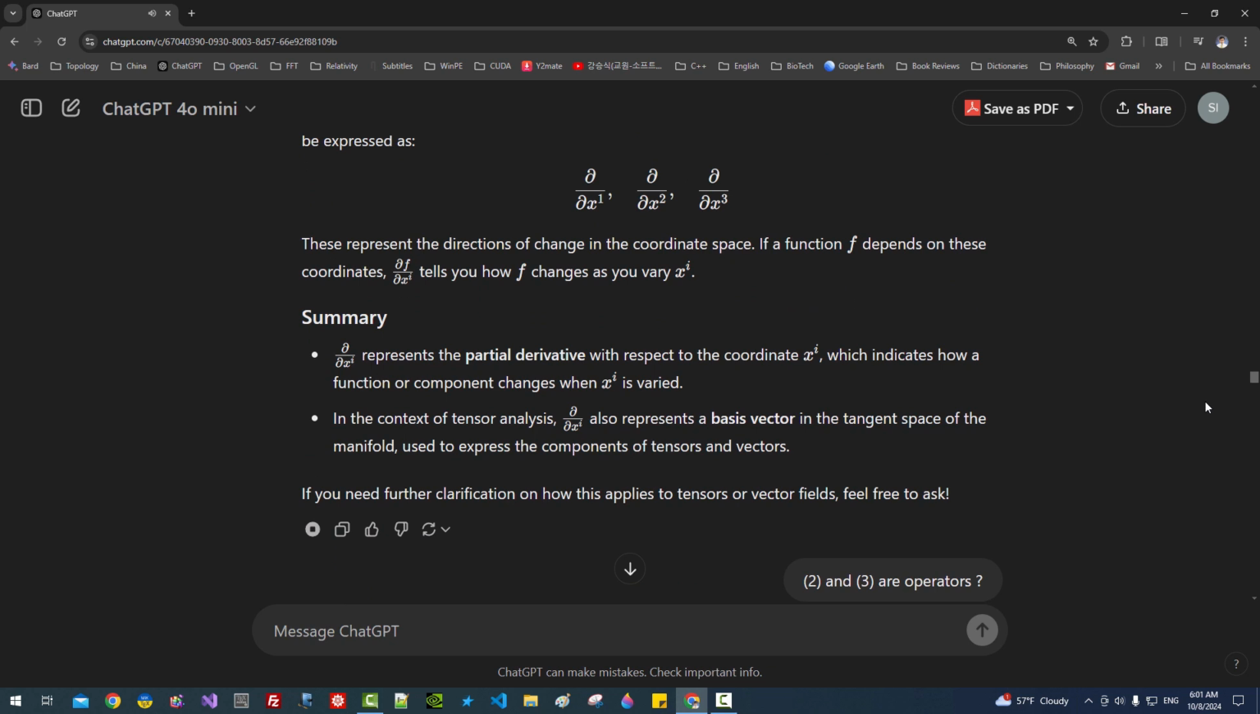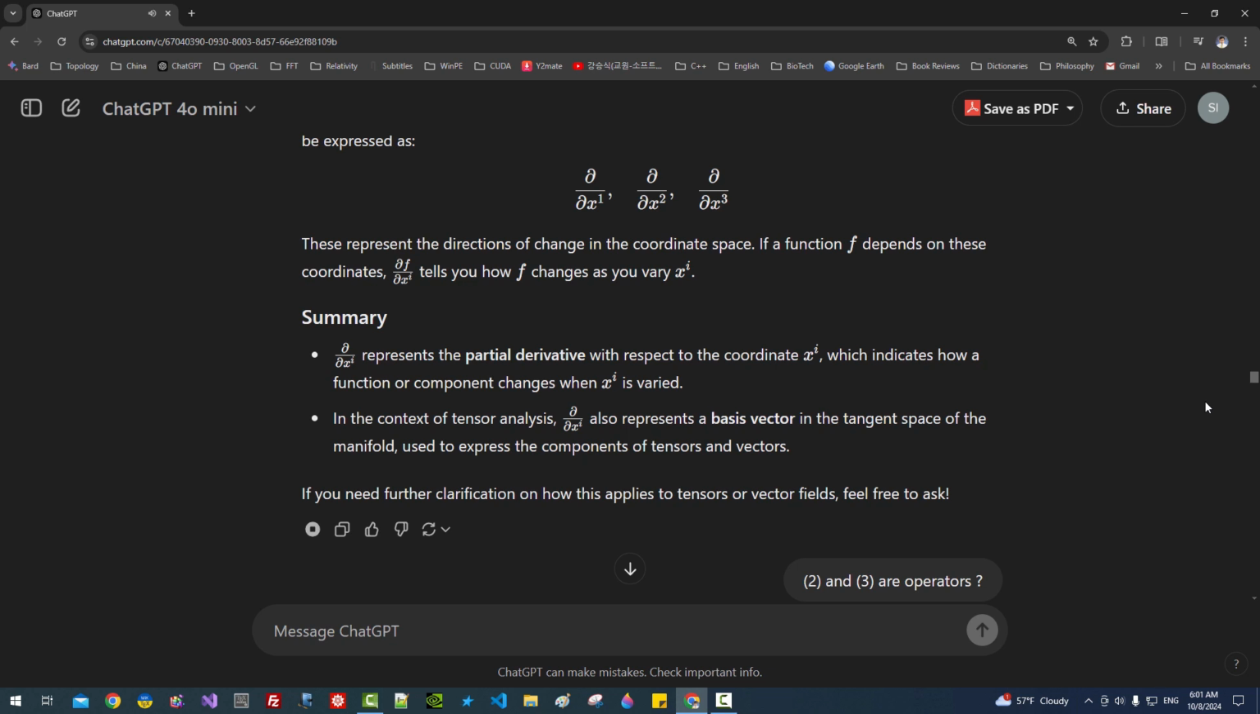If a function f depends on these coordinates, ∂f/∂x^i tells you how f changes as you vary x^i. Summary. ∂/∂x^i represents the partial derivative with respect to the coordinate x^i, which indicates how a function or component changes when x^i is varied.